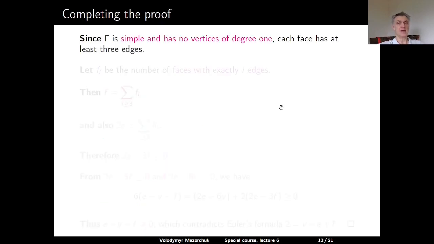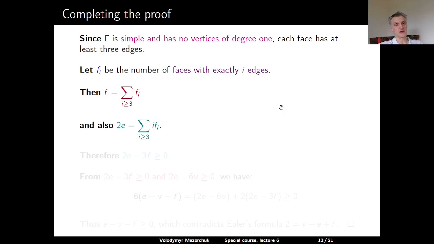Great. Next, we observe that since gamma is simple, it has no vertices of degree 1, so each face has at least 3 edges. So let fi be the number of faces with exactly i edges. Then f is equal to the sum of fi's, where i is greater than or equal to 3. And also then, since each edge is adjacent to 2 faces, then 2e is equal to the sum of i times fi, where i is greater than or equal to 3. Therefore, 2e minus 3f is greater than or equal to 0.